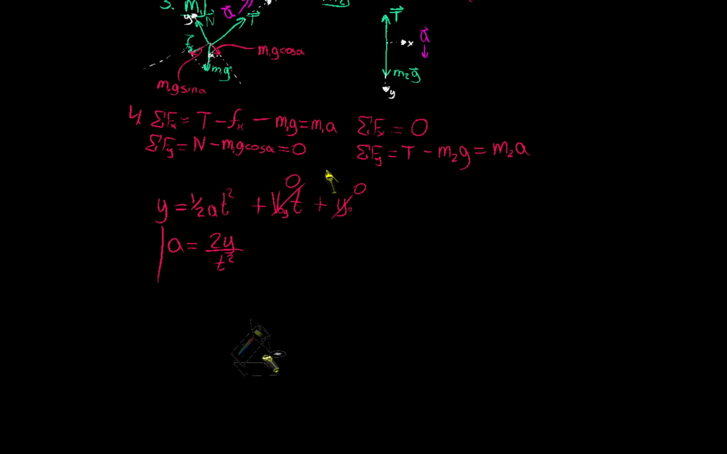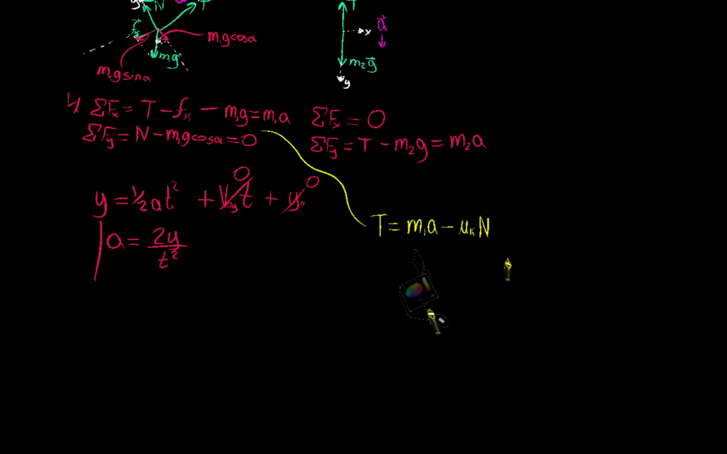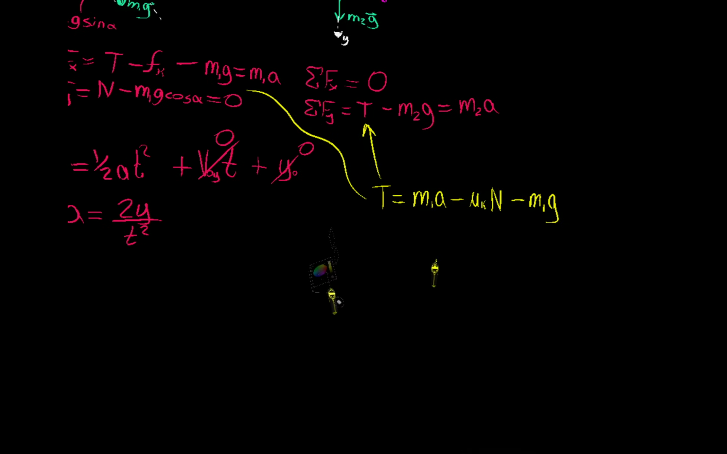So if we solve this equation up here for t, right? So let's rewrite this whole equation. So t is equal to, to be explicit, t is equal to m1a minus mu sub k times n, right? And we'll write that all out because we know we'll need to eventually, minus m1g. So there's t. Now we're going to take that, we're going to plug it in there.